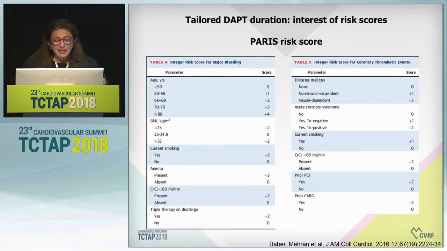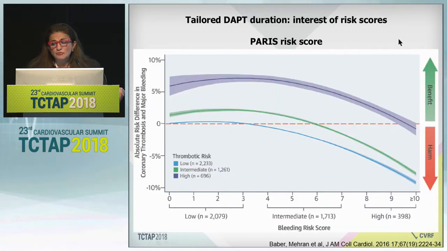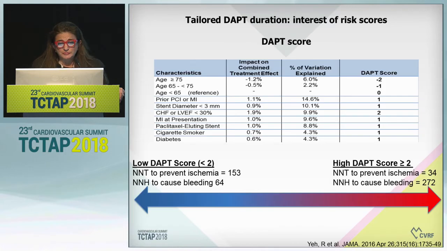And you just really have to figure out where is the threshold and where does the risk benefit fall into a place where you are away from harm and towards the benefit of the patient. And you could really plot the risk of bleeding and the risk of thrombosis and see where your patient is falling and follow that direction. The DAPT score is another way to look at this.